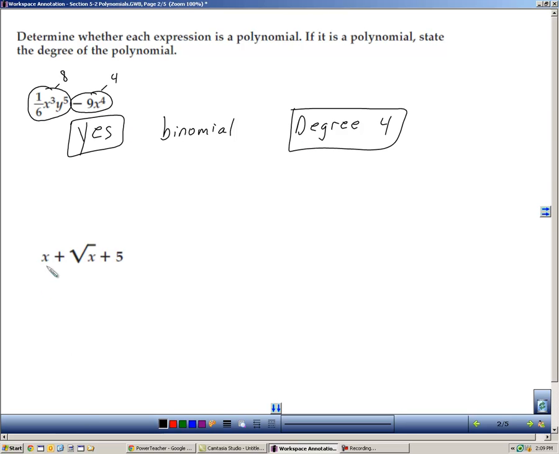This one down here, it looks like it would be a polynomial, but if you remember in the last video, we said that you cannot have an x variable under a radical. Another way of writing this is x to the 1/2 power, and you can't do that. You can't have variables underneath there. So we would say that this is not a polynomial, therefore it has no degree.